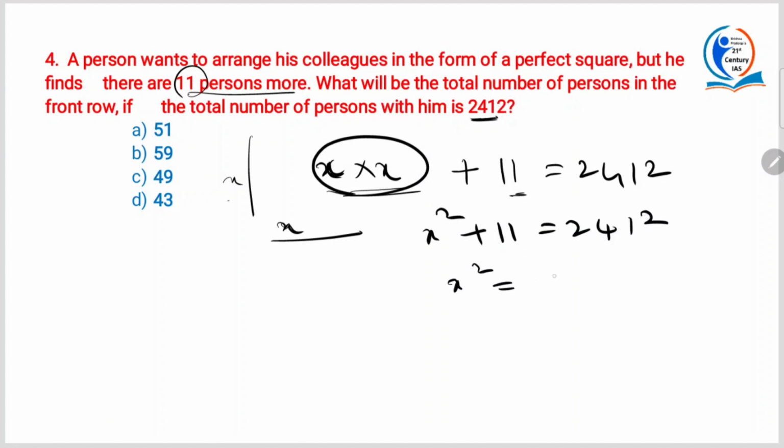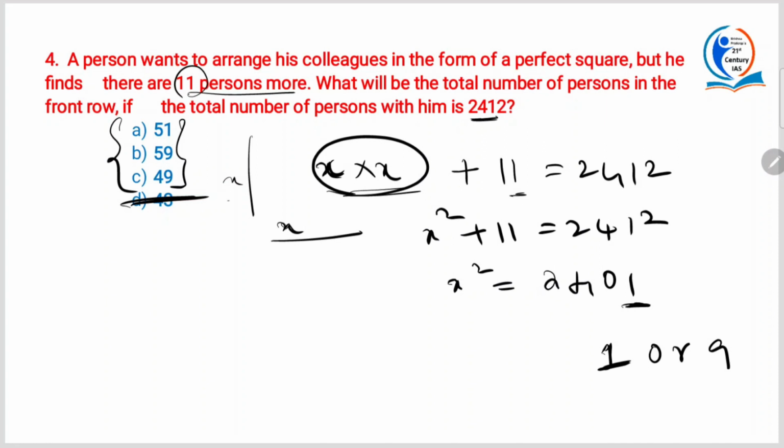Now x square is how much? 2401. Okay, now observe the options here. See, it is ending with 1. So its square root should also end with 1 or 9. Okay, they should end with 1 or 9. So D is gone.